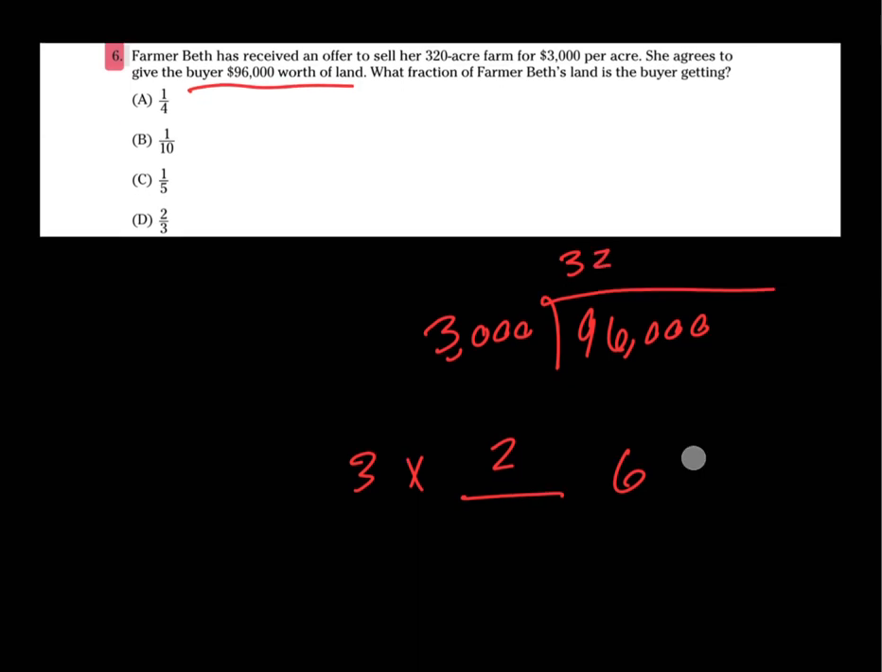So then from there, you can understand that since these balance out, you cancel out, and then you just got 32 acres. So this is the amount of acres that the buyer received after spending $96,000.